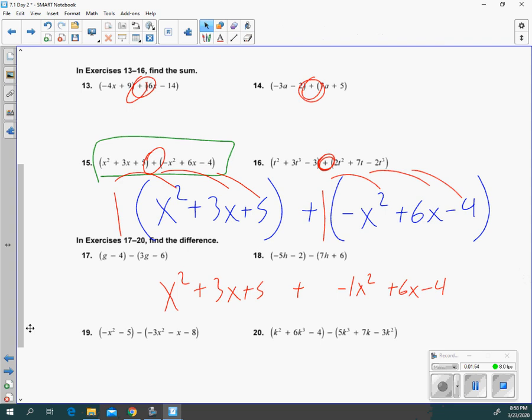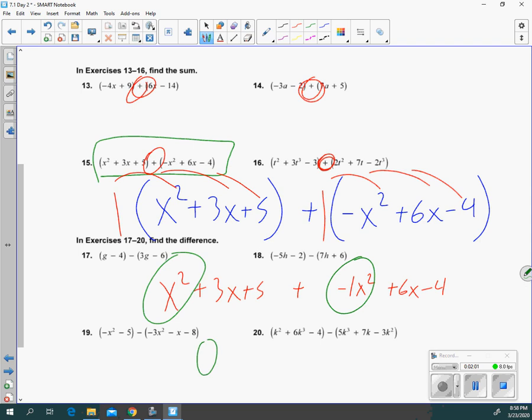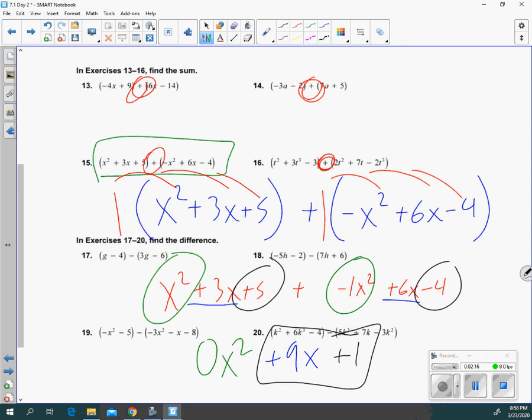From here, you're combining your like terms, just like we did yesterday. X squared and a minus x squared is nothing. No x squareds. Right? 3x plus a 6x is 9x. Boom. And a 5 plus minus 4 is plus a 1. And so really, that's your final answer. Okay? That's basically what we talked about yesterday in a really fast and kind of informal way, because I was just making up problems.